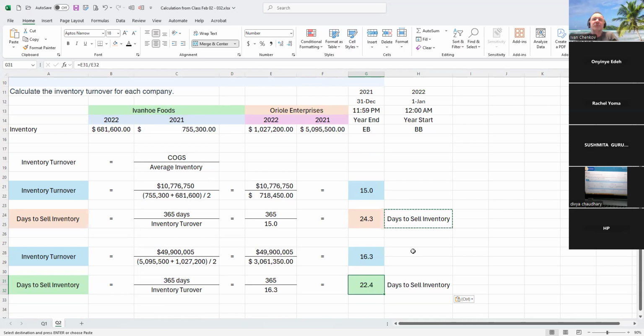What's the value for you to get me 24.3 and your job is done? Okay, I can calculate days to sell inventory. So we have to make a decision as per the number. Make sense? Yes, professor. I don't want you for the calculation. I want you for the interpretation of the number.